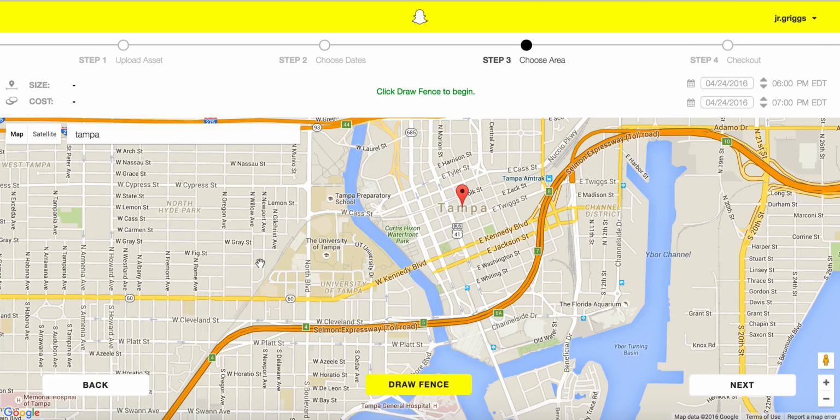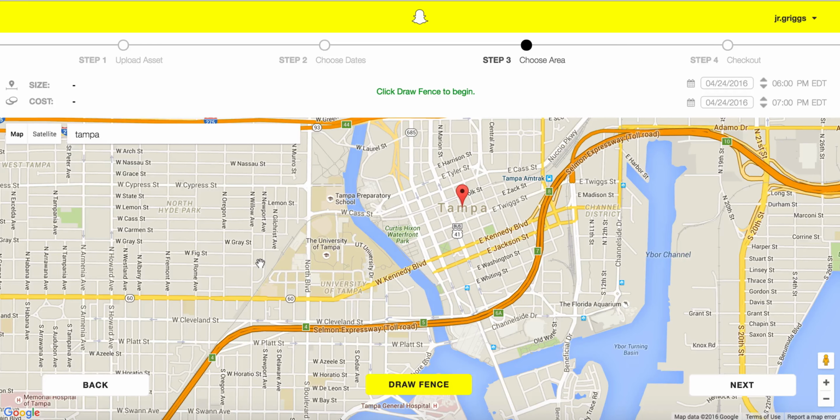Hey guys, it's JR Griggs here with Redwall Marketing, and I want to show you something I just stumbled upon while I was messing around with the on-demand geofilters for Snapchat that I can't find anybody talking about. If you don't know what these are, we have a blog post coming out soon on it. It's just not ready yet, and this happened to come up, so I figured I'd record this real quick, so that post will come later.